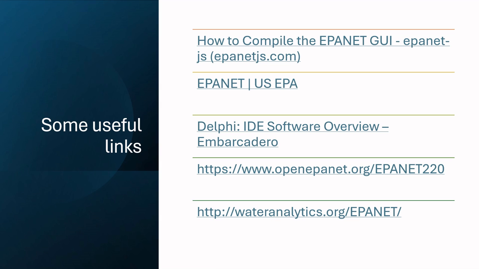And here I am showing some useful links. The first link is EPANET GUI, the blog which I referred to. The second link is EPANET US EPA and Delphi software. There is also good information at openepanet.org, which has a very good map for the software, and at wateranalytics.org, EPANET, where they have all those files on GitHub.